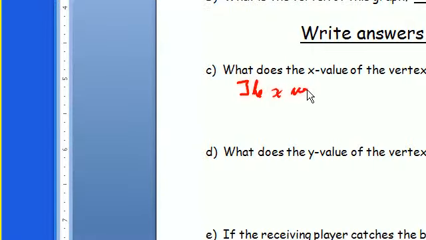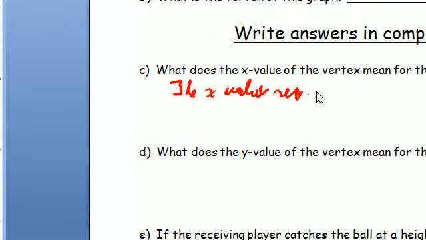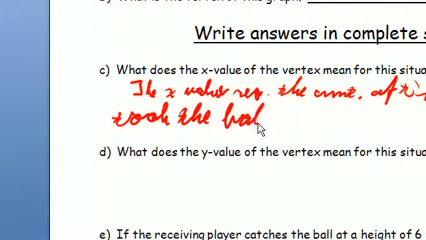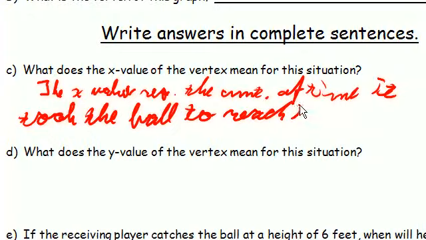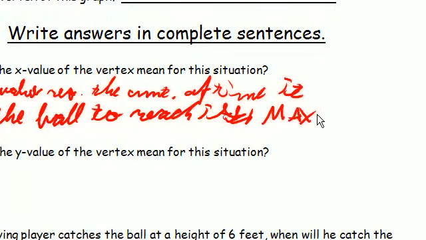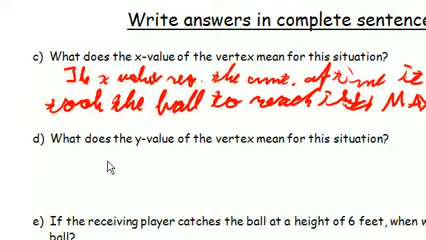The x value represents the amount of time it took the ball to reach its max height. What does the y value mean?